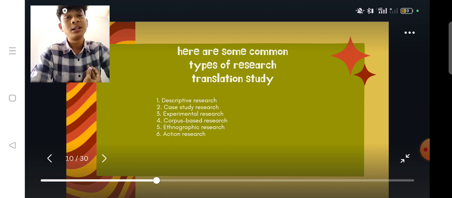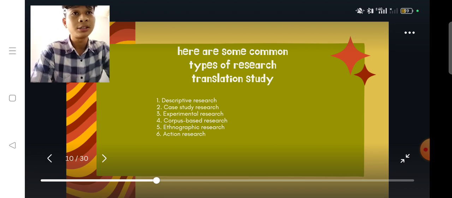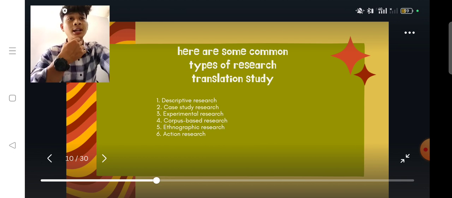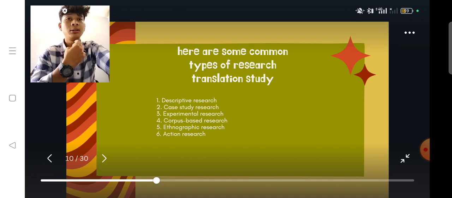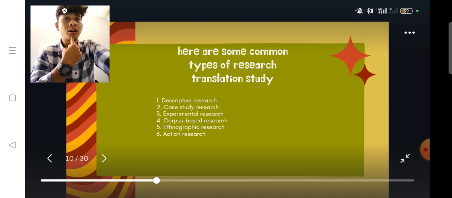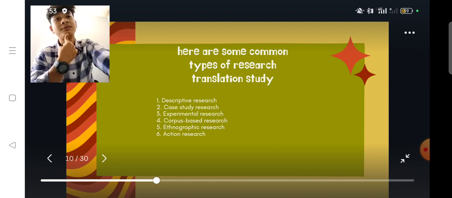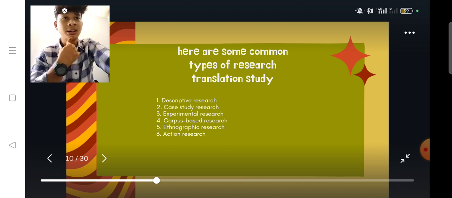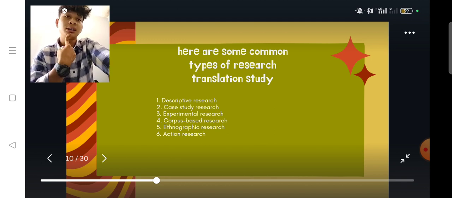The third is experimental research. Experimental research involves designing and conducting controlled experiments to investigate specific hypotheses or research questions related to translation, manipulating variables to test the effect of certain factors on translation process or outcomes, often using empirical data collection and statistical analysis. And the fourth is corpus-based research.